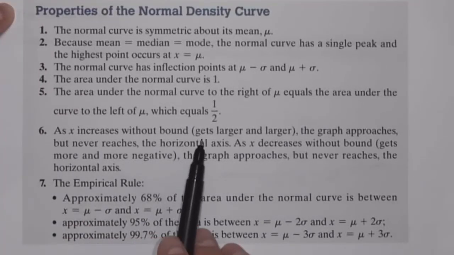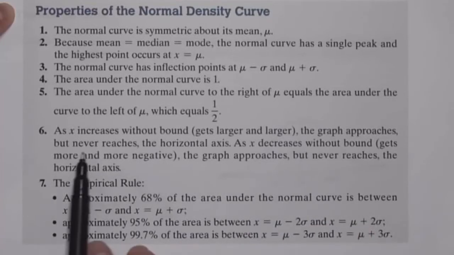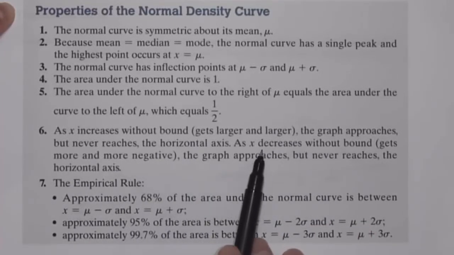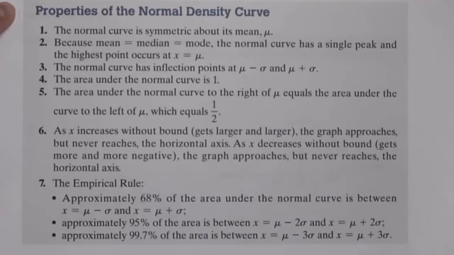So as x increases without bound, in other words, as it gets larger and larger, the graph approaches but never reaches the horizontal axis. As x decreases without bound, gets more and more negative, the graph approaches but never reaches the horizontal axis. And then last but not least, because the normal curve is a perfect bell shape, the empirical rule applies. So that means that approximately 68% of the area under the normal curve is between mu minus sigma and mu plus sigma. About 95% of the area is between mu minus 2 sigma and mu plus 2 sigma, and approximately 99.7% of the area is between mu minus 3 sigma and mu plus 3 sigma.